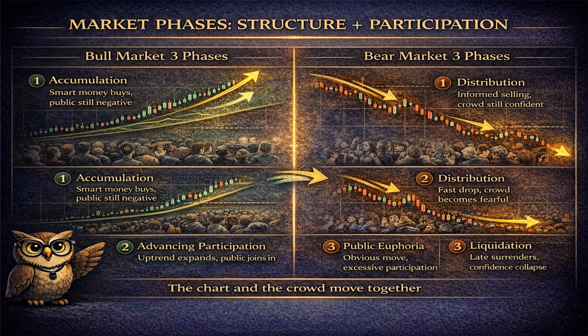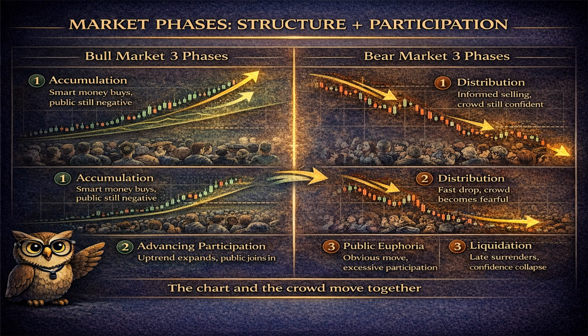Bear markets also tend to move through 3 phases. First, distribution, where informed participants begin unloading into strength. Second, panic, where selling accelerates hard. Third, discouraged liquidation, where bad news spreads, confidence disappears, and late sellers finally give up.